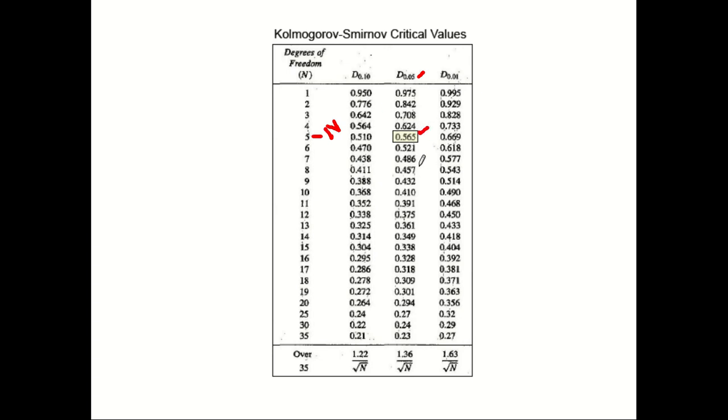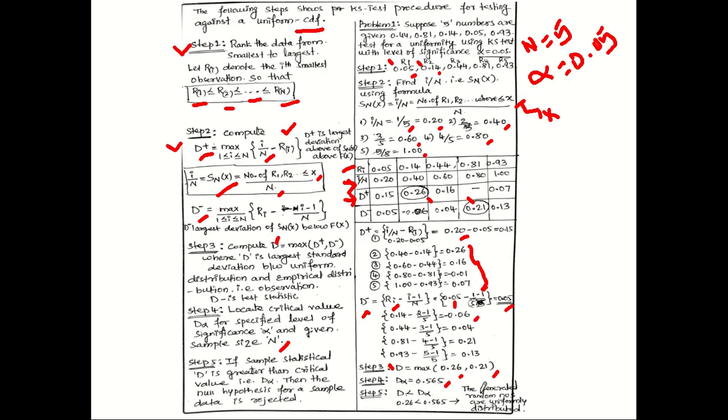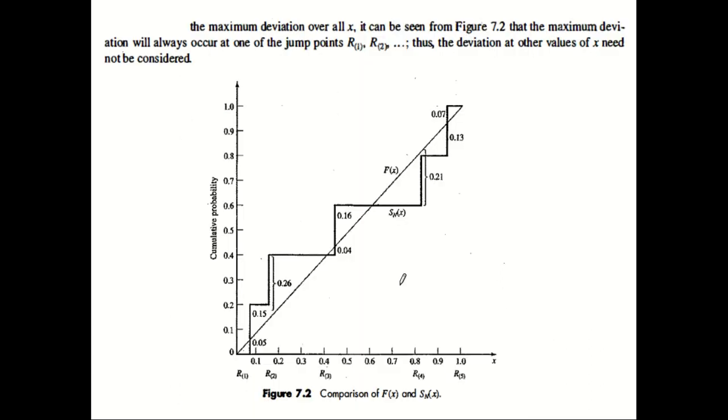So when the size of the data is 5 and alpha is 0.05, this is the critical value. We take this value and compare it with the D value. The value of D is 0.26, which is less than 0.565. Hence we conclude that all these given random numbers are uniformly distributed between 0 to 1. So the null hypothesis is accepted. And this graph shows the comparison between the uniform distribution and the empirical distribution.